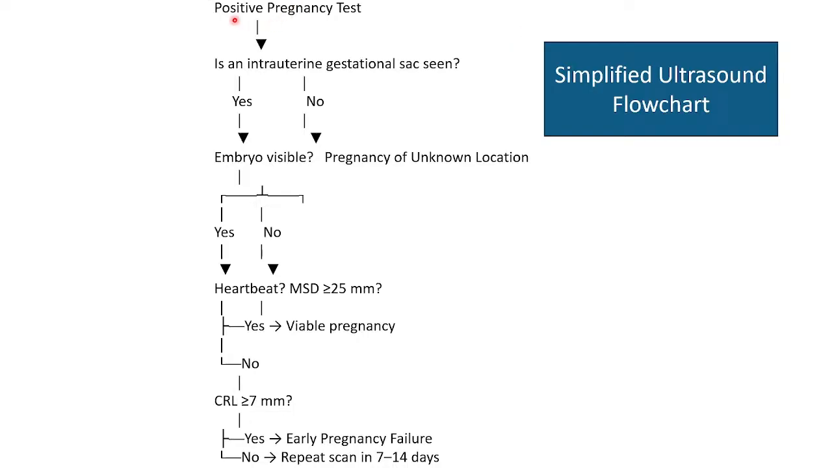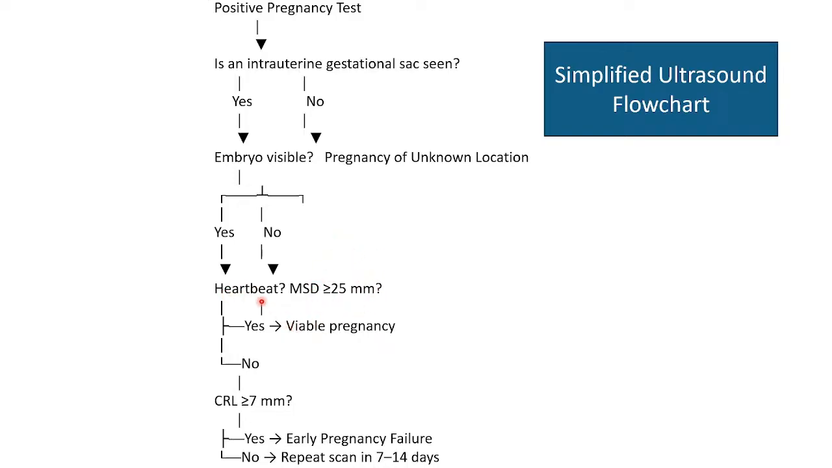Now the first thing is a positive pregnancy test. Is an intrauterine gestational sac seen, yes or no? Is the embryo visible? If no, pregnancy of unknown location. Embryo visible, yes or no? Is there a heartbeat? Then the embryo is absent. So the mean sac diameter is above 25 millimeters. What does it entail? This is an embryonic pregnancy.